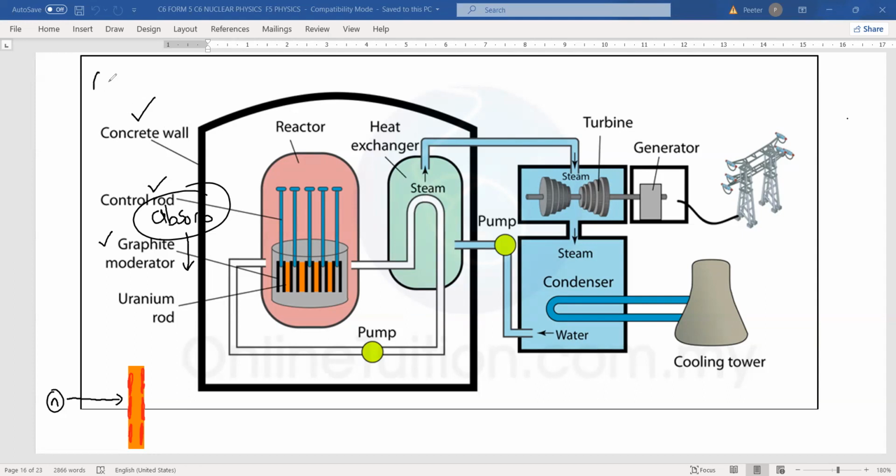This concrete wall can be 1 to 2 meters in thickness, and inside the concrete wall, they'll have very thick layers of plumbum, lead. Inside this wall, there'll be plumbum, all right? And so all this will prevent gamma radiation from coming out. The shielding is so strong, gamma cannot come out.